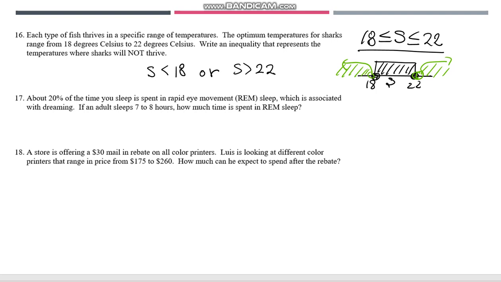Now about 20% of the time you sleep is spent in rapid eye movement sleep, which is associated with dreaming. If an adult sleeps 7 to 8 hours, how much time is spent in REM sleep? So now it's like this. An adult sleeps from 7 to 8 hours. That includes 7 and 8 both, right? And then it says 20% of the time is the REM sleep, right?